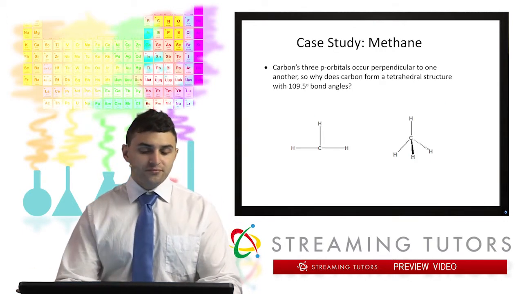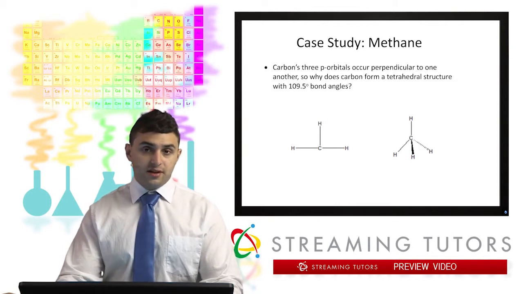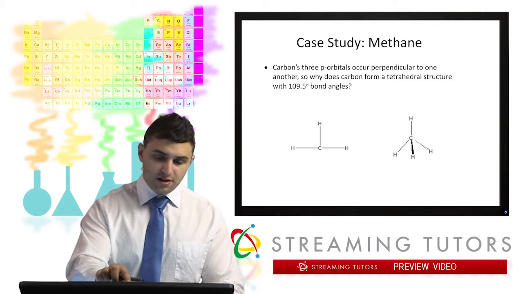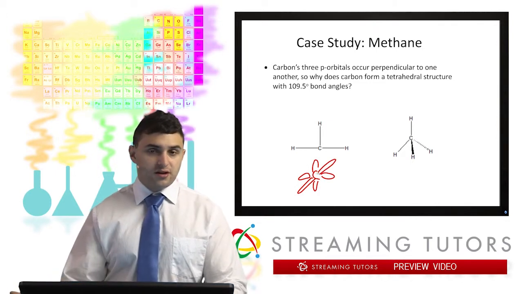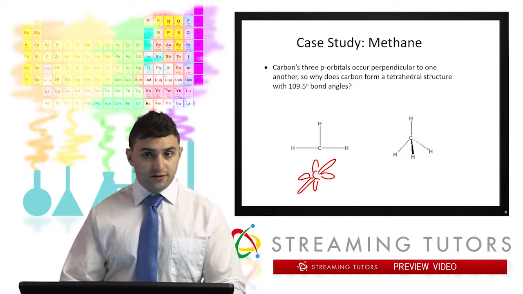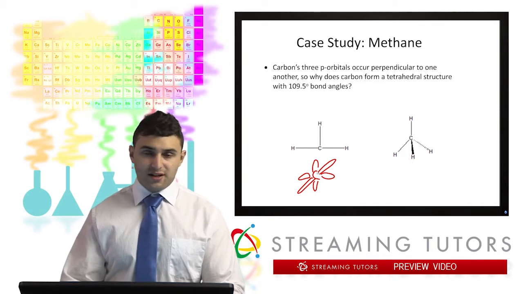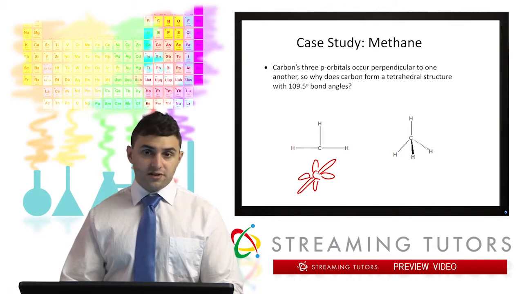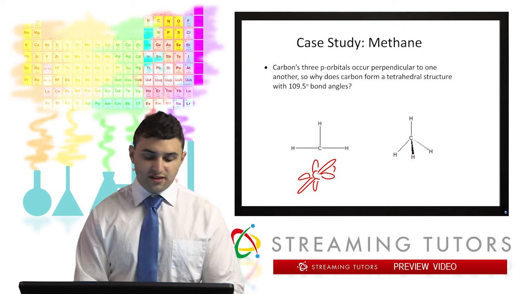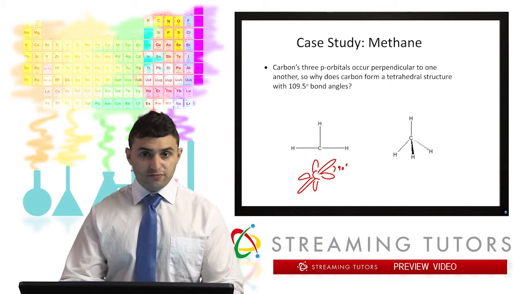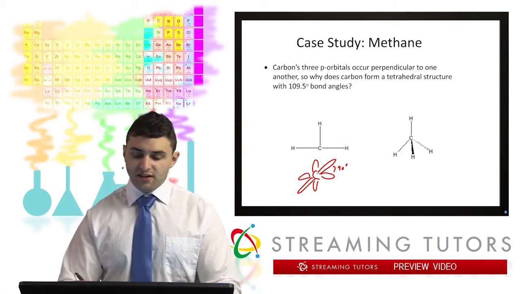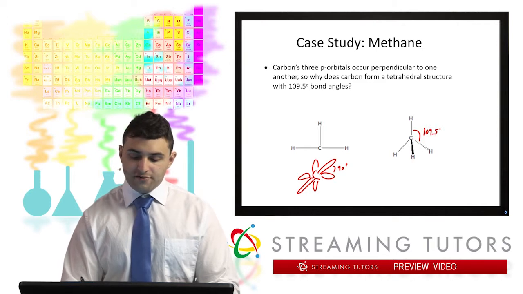Let's look at methane. Carbon, as we know, has 3 different p orbitals. So it would look something like this. It has one in that direction, one in that direction, and then one kind of out of the page. So wouldn't we expect methane, which is just carbon bonded to hydrogens, to look like something on the left here? Since there's 3 p orbitals, we'd expect 3 hydrogens bound to it at different 90-degree angles, as these are at. However, in reality, we see that methane is in fact a tetrahedral molecule. So it has 4 different bonds at about 109.5 degrees.